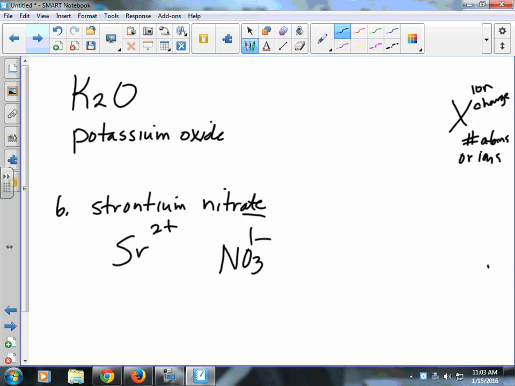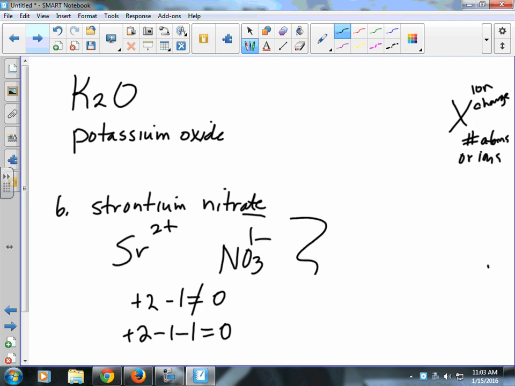Okay, if we take 1 strontium, you need 2 of nitrate. So for every strontium, you need 2. But let me demonstrate something real quick. If we took just 1 of each, what kind of charges combine? A +2 and a -1. Does that equal 0? No. Universe no liking. So what does it need? 1 strontium and 2 nitrates, then it's stable.